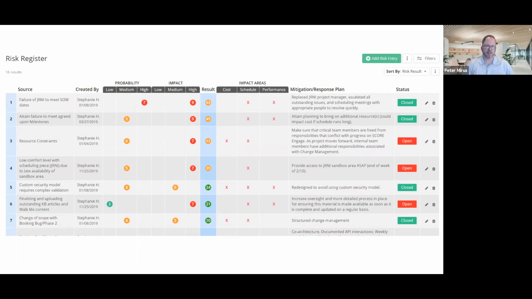It's not a fun thing to do, but it can really save you later on, because especially in large complex implementations, things will go wrong at some point, and you'll need to try to be prepared to be responsive and be able to route your project around that challenge.